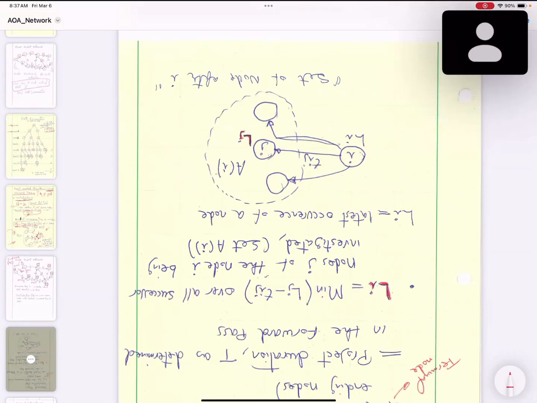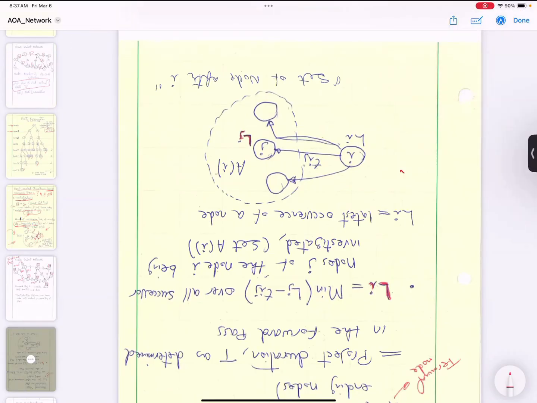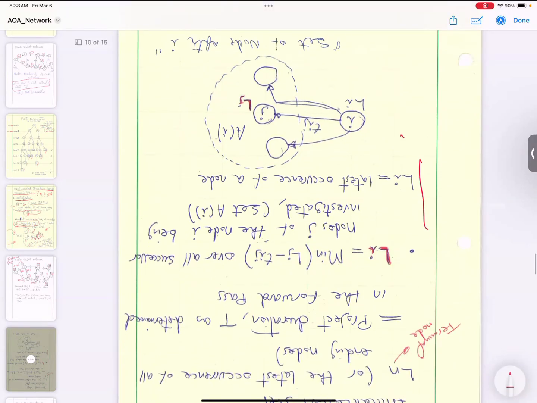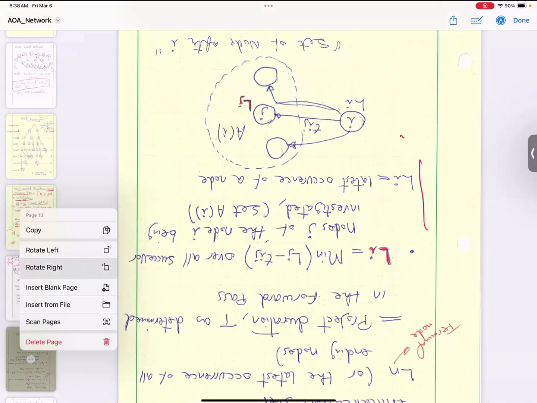Okay, why is this upside down? How can I change this one? Okay.